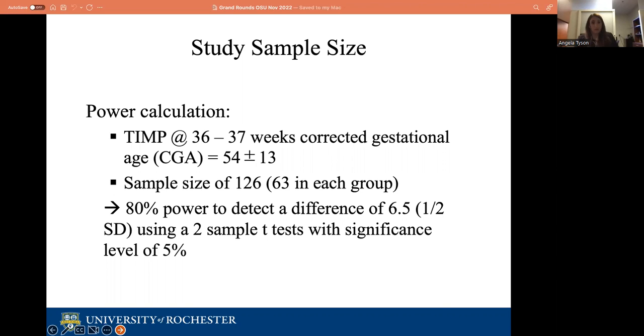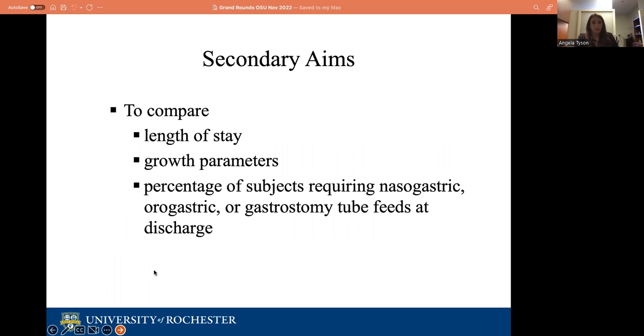So back to these primary and secondary aims here. Oh, I'm frozen. Sorry, guys. It'll catch up in a second.